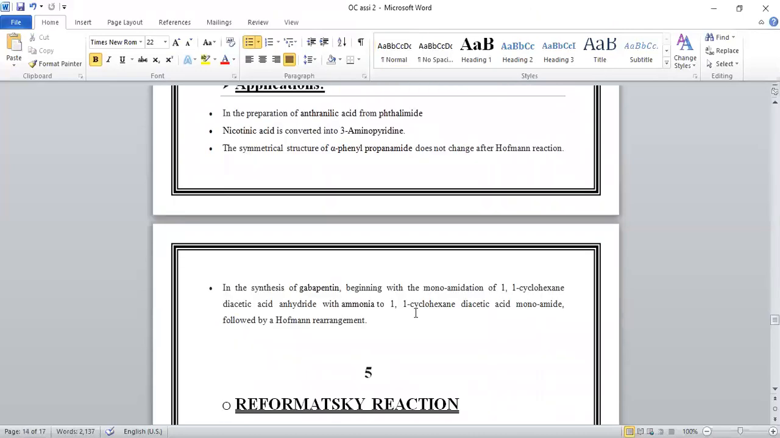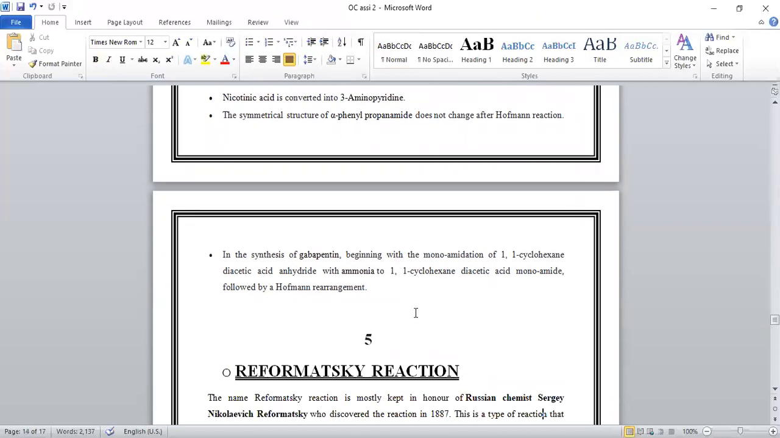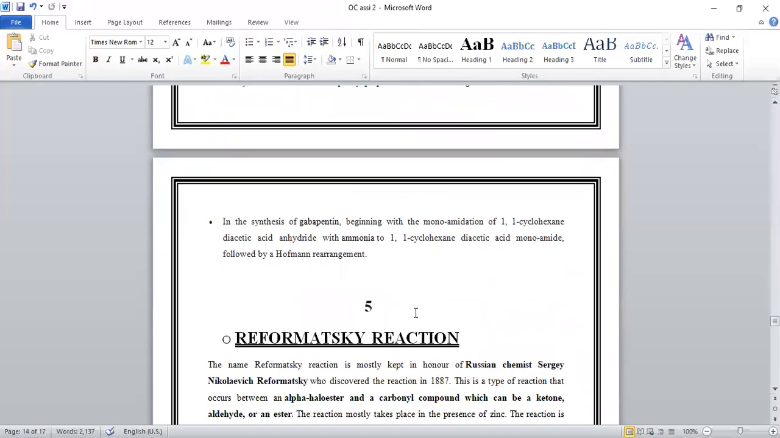In the synthesis of gabapentin, it begins with the monoamidation of 1,1-cyclohexane diacetic acid anhydride with ammonia to 1,1-cyclohexane diacetic acid monoamide, followed by Hofmann rearrangement. Then the last reaction is the Reformatsky reaction.